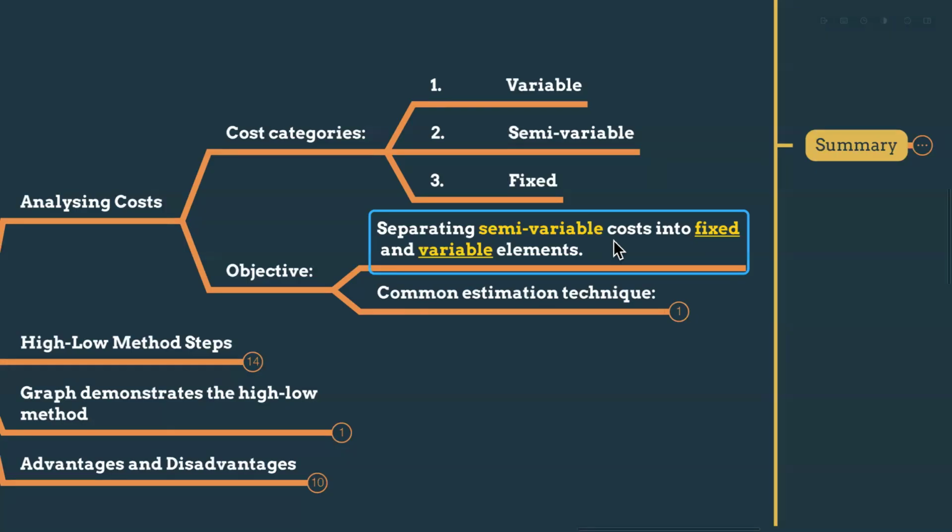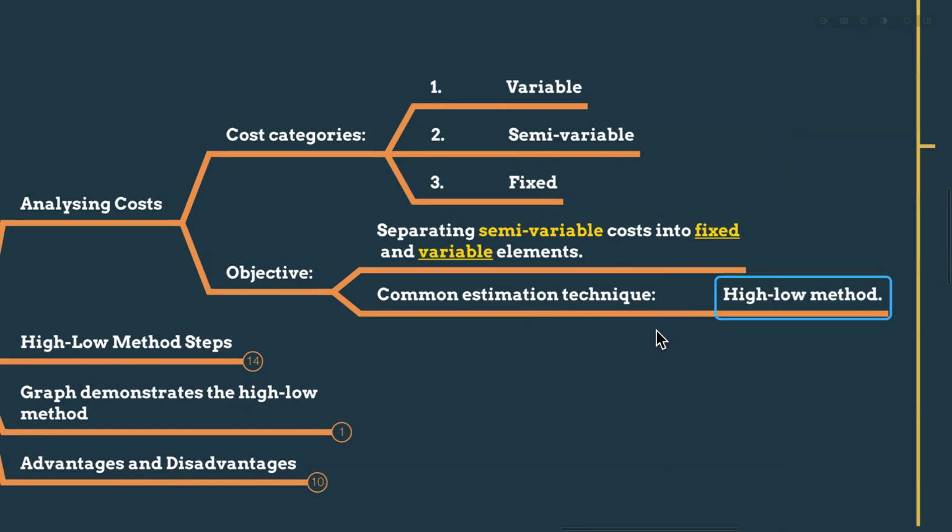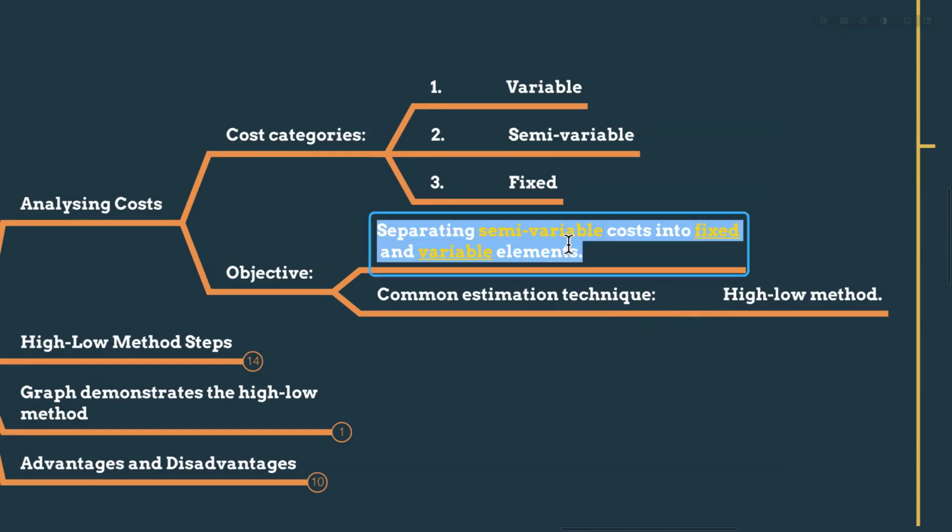As you know, we have done so many questions. Even if it is an electricity charge, there is a fixed standing charge, and with that there will be a variable charge for the consumption of the kilowatts you have used. So if we want to separate how much of the total cost is the fixed element, and how much is the actual variable element of the semi-variable cost, the method we use is the high-low method. The common cost estimation technique to separate semi-variable cost into fixed and variable elements is the high-low method, right?